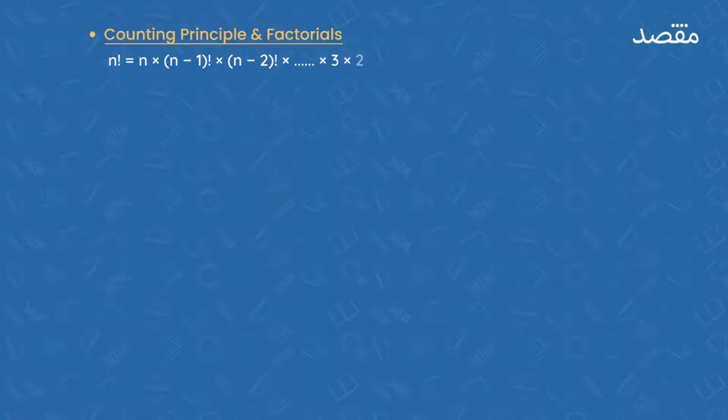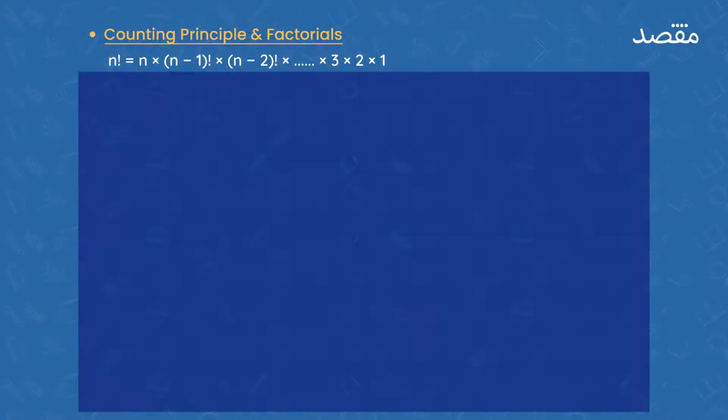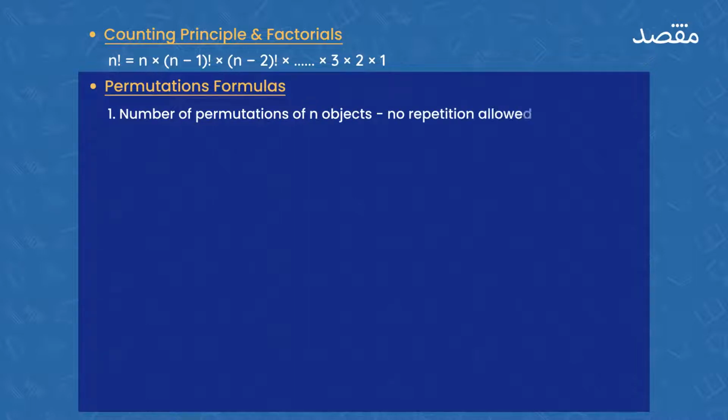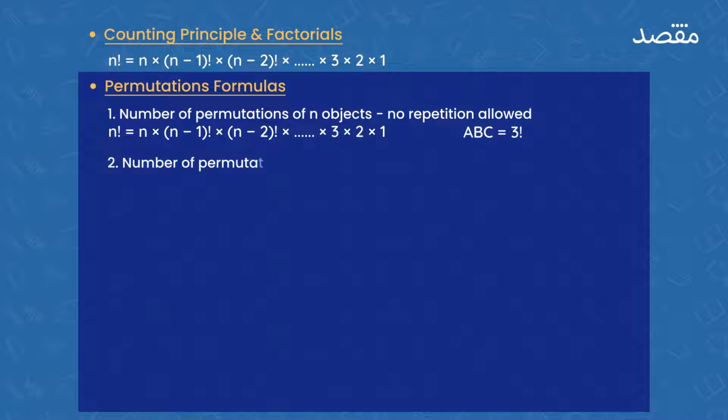So the chapter begins on a very easy note. We began with the counting principle and understood factorial in mathematics. That led us to the introduction of an easy technique of arranging objects, permutation, using the following formulae. First, we discussed the number of permutations of n objects with no repetition, such as arranging A, B, C in 3 factorial ways. Then we did permutations where repetitions were allowed.